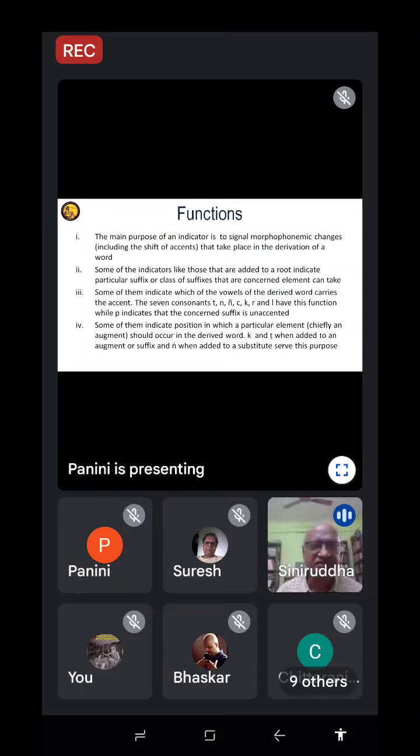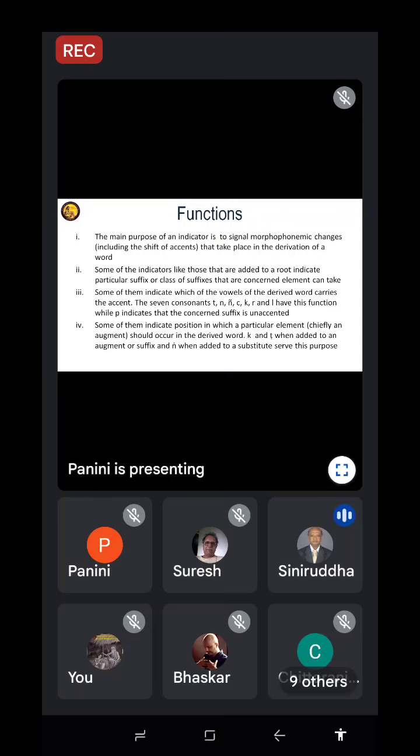The main purpose of an indicator is to signal morphophonemic changes, including shift of accents, etc. Some of the indicators, like those that are added to a root, indicate a particular suffix or class of suffixes that connected elements can take. I'll give you examples now. Some of them indicate which of the vowels of the derived word carries the accent. The consonants ṅ, ṇ, ca, ka, etc., and l have this function, while p indicates that the connected suffix is anudātta. We will come to that.